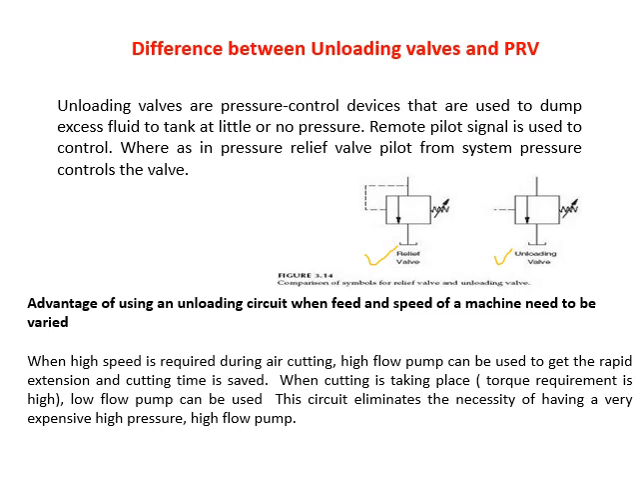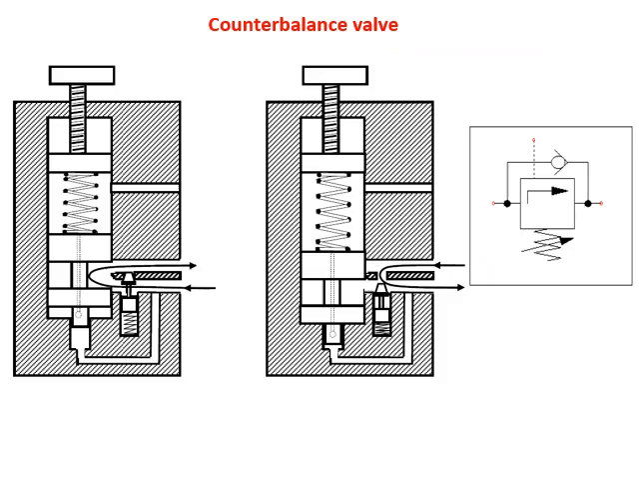When high speed is required during the air cutting, the high flow pump can be used to get the rapid extension, and the cutting speed is saved. When cutting is taking place, the torque requirement is high. At that time the low flow pump will be used. This is what I told you in the previous slide.